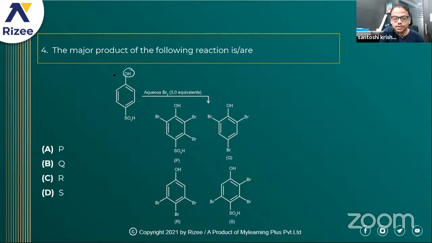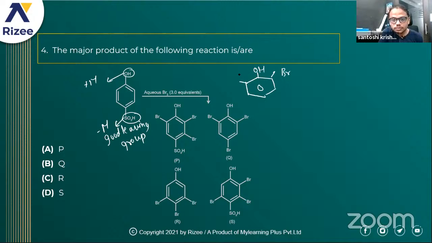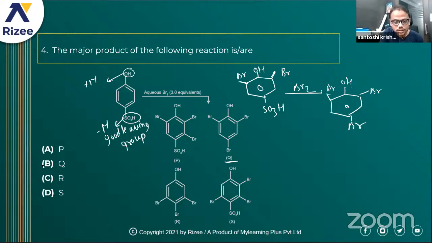Here a phenolic OH group is present, and an SO3H group is present. The OH is a plus M group, and the SO3H is a minus M group, as well as a good leaving group. Okay, so first of all, this phenol on reaction with bromine will form 2,4 like this. Now two bromine groups are substituted at the two ortho positions. Since SO3H is a good leaving group, it will leave in the presence of another bromine molecule to form our compound like this: 2,4,6-tribromophenol formation. So I can say that option B is the correct answer.